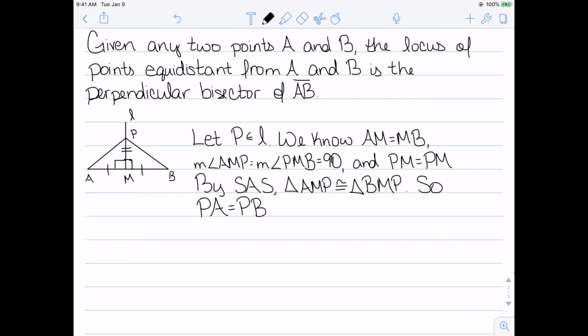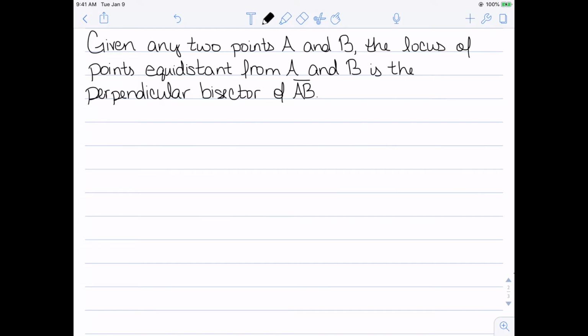Since they're congruent, we know that those third sides have to be the same. AP is equal to PB. So the distance between A and P and the distance between B and P are the same, which is exactly what we needed. We now want to show the other direction.